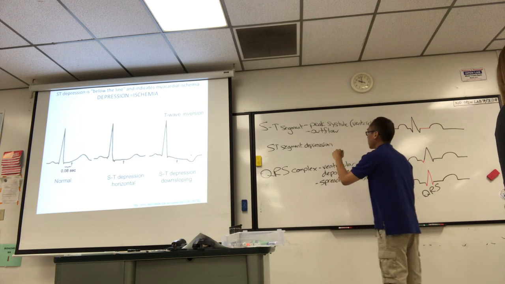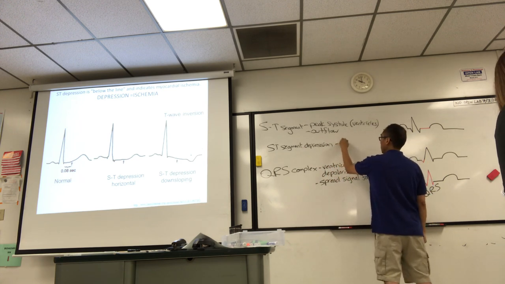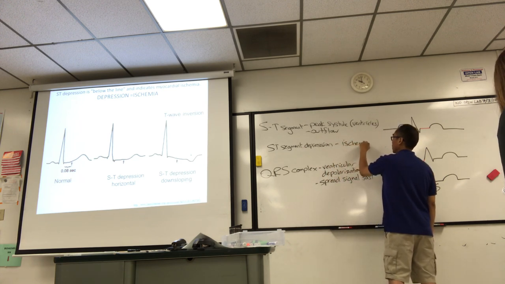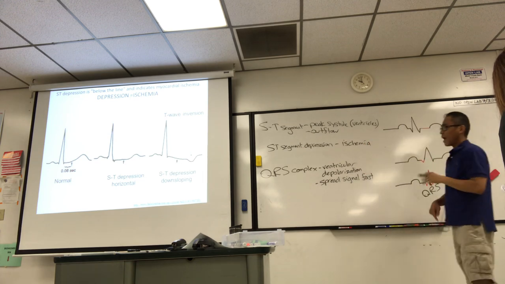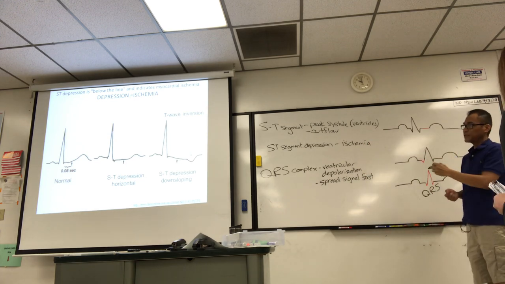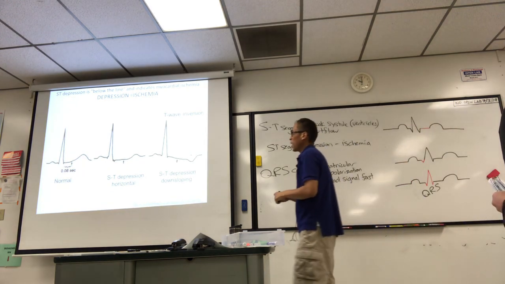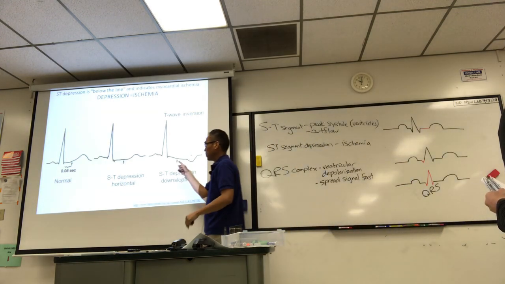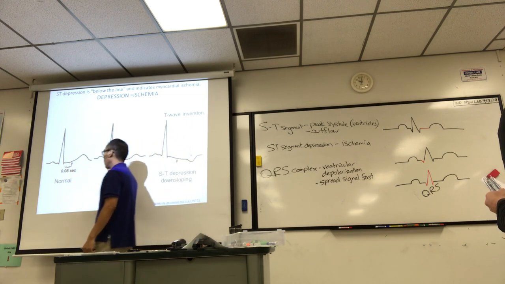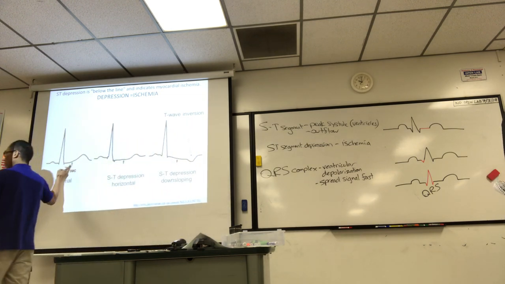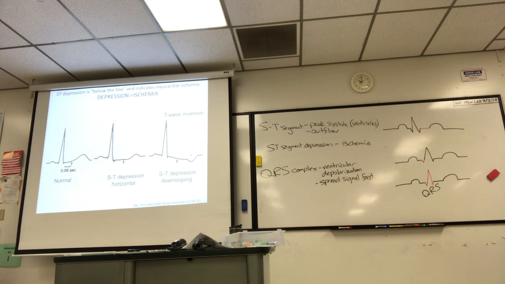So ST segment depression, ischemia, lack of blood flow. And there's different ways it can be depressed. You could have it accompanied with T-wave inversion. It could just be depressed horizontally, whereas that's normal. The first frame is normal. So when below the line, depression is ischemia.